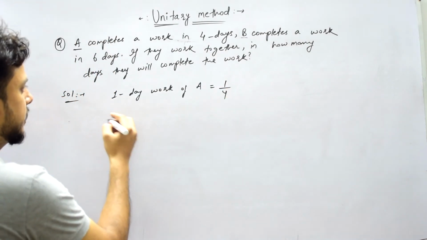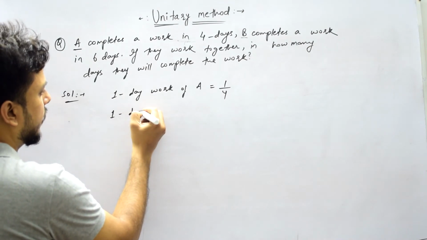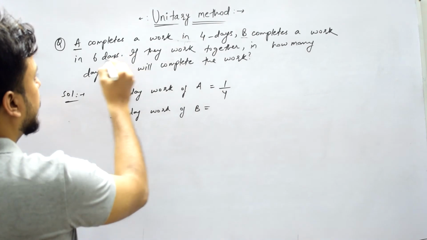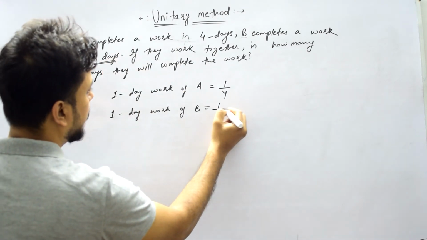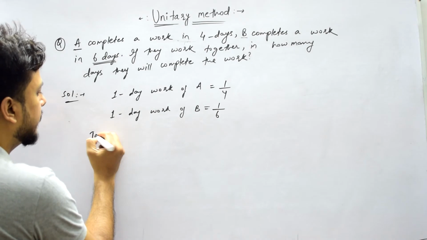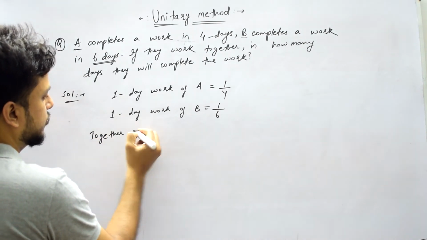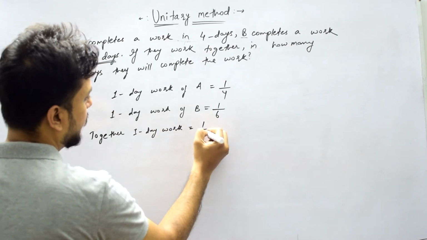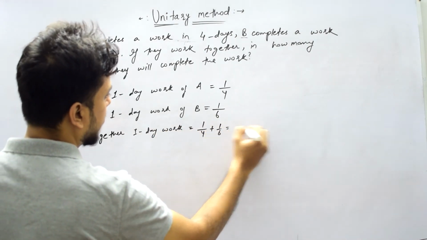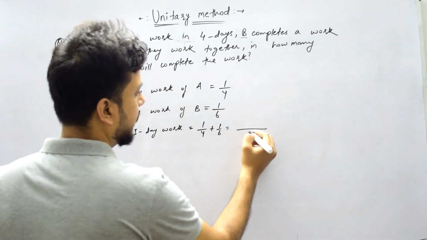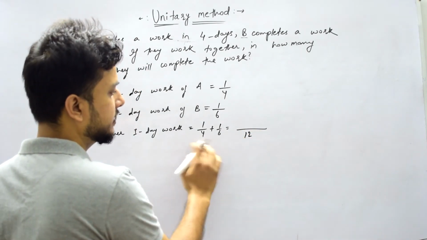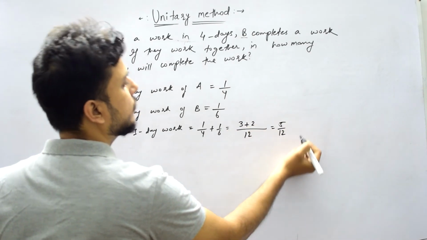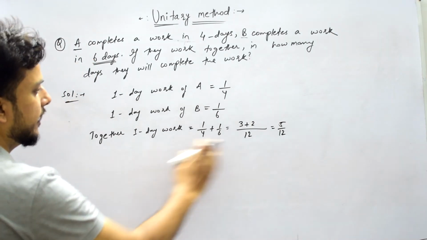Just now we saw that formula. Similarly, 1 day work of B will be how much? If B completes the work in 6 days, 1 day work of B will be 1 by 6. So together, 1 day work will be 1 by 4 plus 1 by 6. Now we have to take LCM. LCM of 6 and 4 will be 12. Now divide, it will be 3 plus 2, that is 5 by 12. So together 1 day work is 5 by 12.